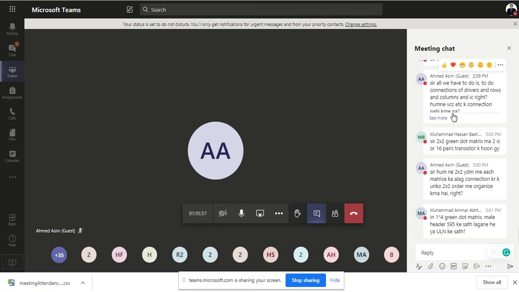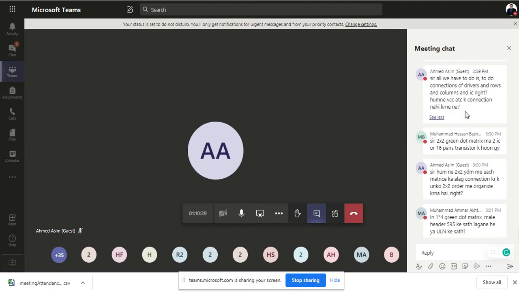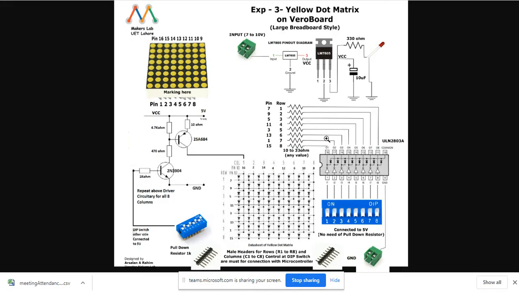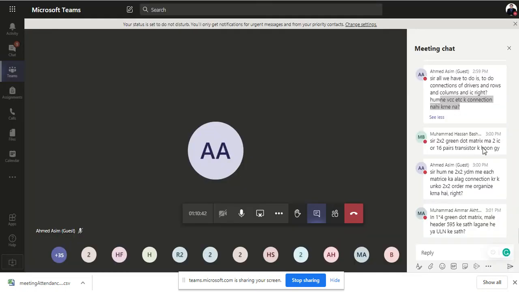No beta, you have to make the VCC connections. Ahmad Asim, you have to do the VCC connections. It has to be something similar to this one. It has to be a VCC connection, LM7805, capacitor, resistor, all this has to be a part. No dip switches, only male headers have to be added. No dip switches, only male headers have to be added. Okay.